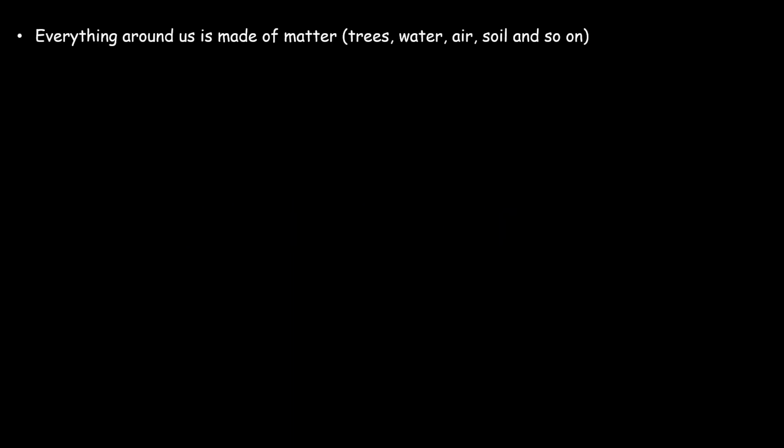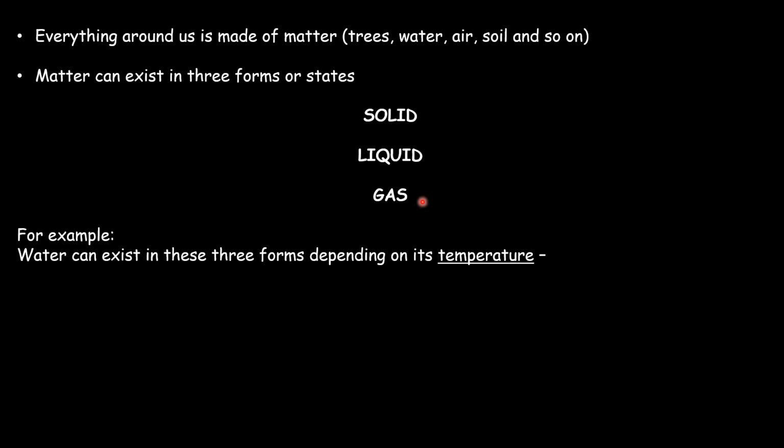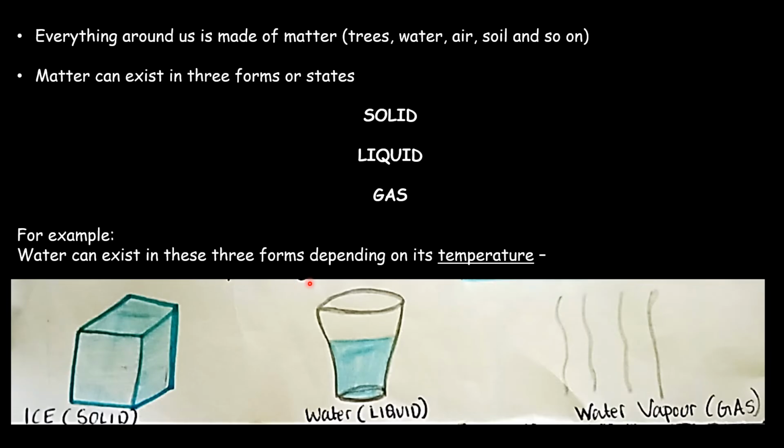Welcome everyone. In today's lesson, we will be learning about states of matter. As we all know, everything around us is made up of matter. Matter can exist in these three forms or states, namely solid, liquid, and gas. Let's take water as an example. Water can exist in these three forms depending on its temperature: ice, water, and water vapor.